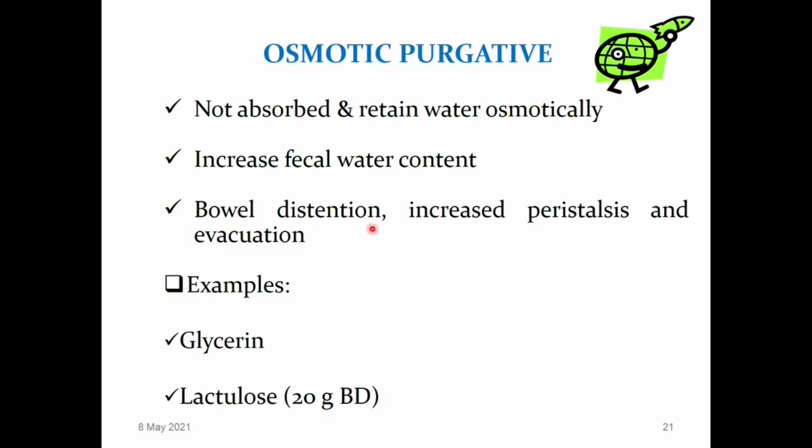Bowel distension will stimulate the nerves because the body senses that the bowel is full of fecal matter, so they will cause evacuation, resulting in increased peristalsis and evacuation. The two important drugs here are glycerin and lactulose. Glycerin, all of you know, is a carbohydrate category of drug. Lactulose is the commonly used drug nowadays.